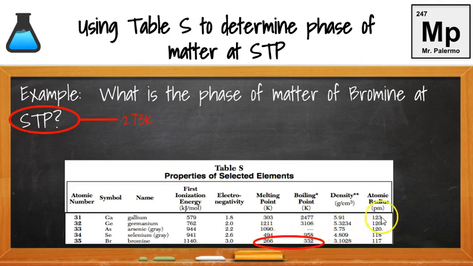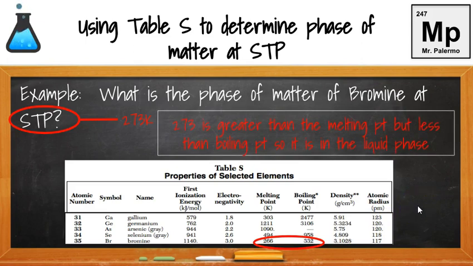Since it's in between, we're going to say that it is in the liquid phase. Why? Well, it's past 266, so once it passes 266, it has melted, which means it went from solid to liquid, and then it has not made it to the boiling point. It has not turned to a gas yet, so it is in the liquid phase.